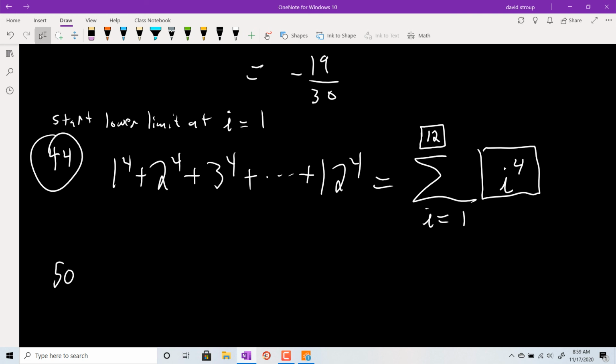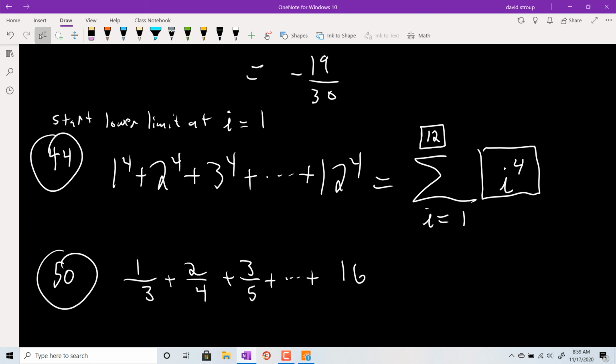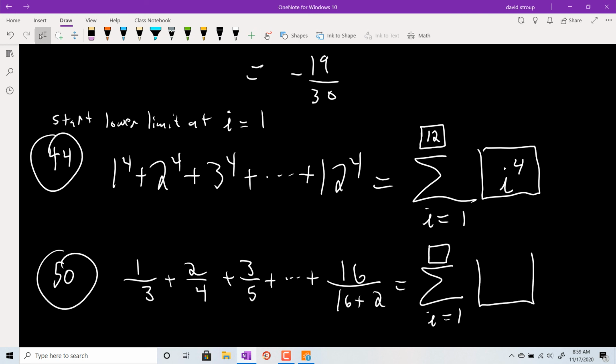Let's try another. So here we have 1/3 plus 2/4 plus 3/5 plus dot dot dot plus 16 all over 16 plus 2. And again, they tell us to start i equals 1, and then we've got to figure out the upper limit and the formula. Okay, the formula will be in terms of i, of course. So it looks like in the top, in the numerator, it's going 1, 2, 3, all the way up to 16, right? So if I just put i there, I think that'll do the job. And then in the denominator, it looks like it's i plus 2, right?